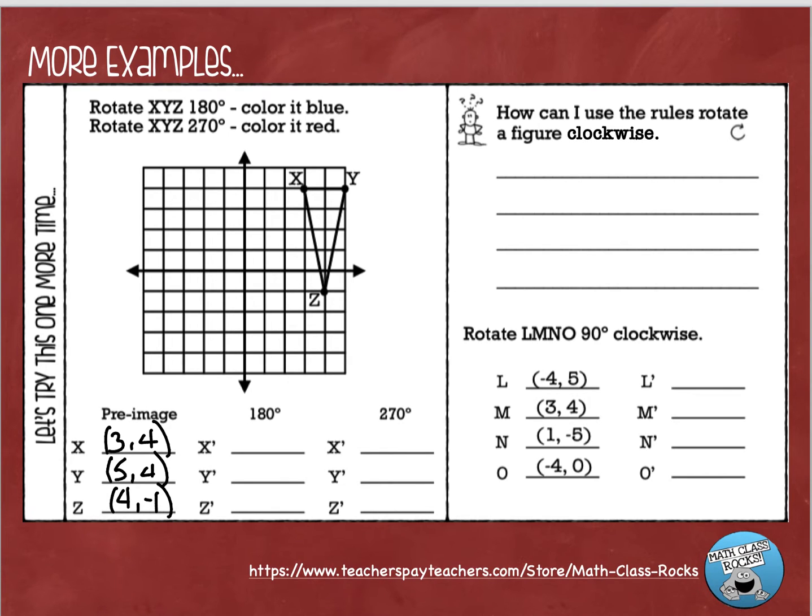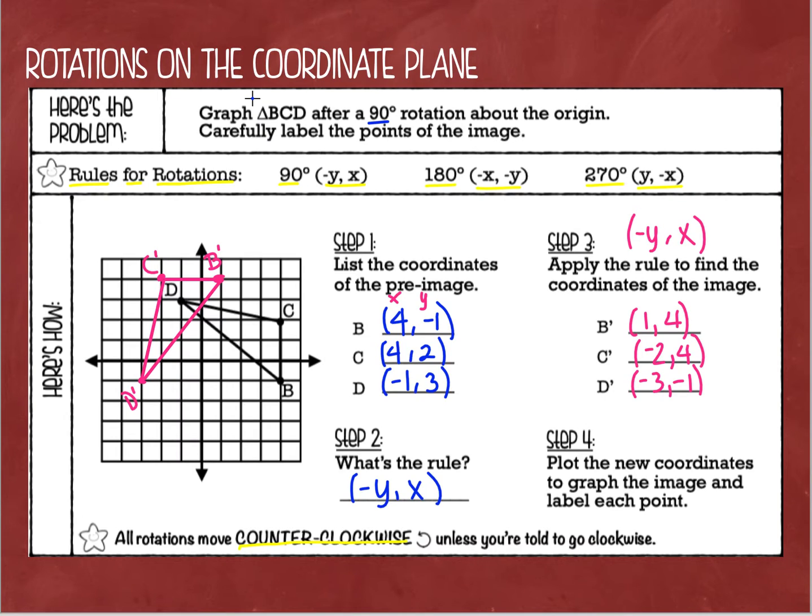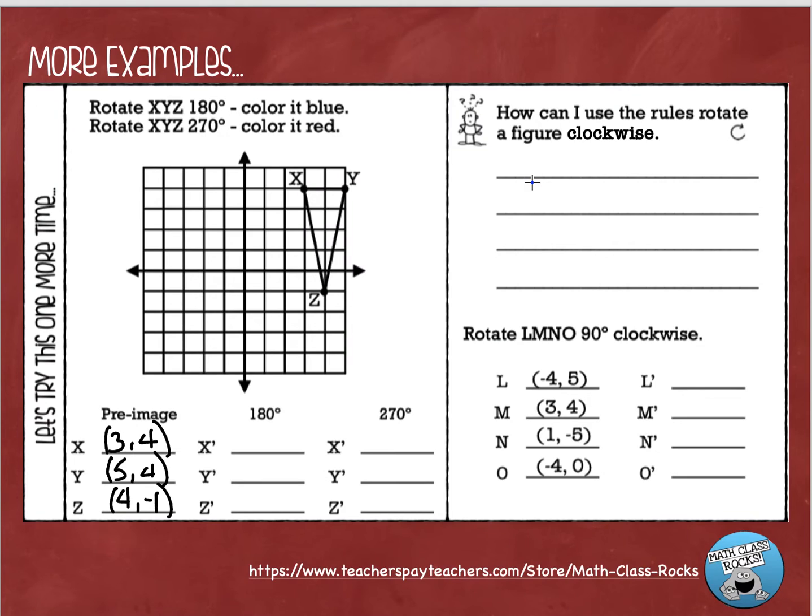All right, let's apply this first rule. So we are rotating 180 degrees. If I look back at my rules, my 180-degree rule is the opposite of X and the opposite of Y. This is my favorite rule, the 180, because it's so easy, right? Opposite of X, opposite of Y. Basically, all we're doing is changing the signs, right? We're keeping everything the same, just changing those signs.